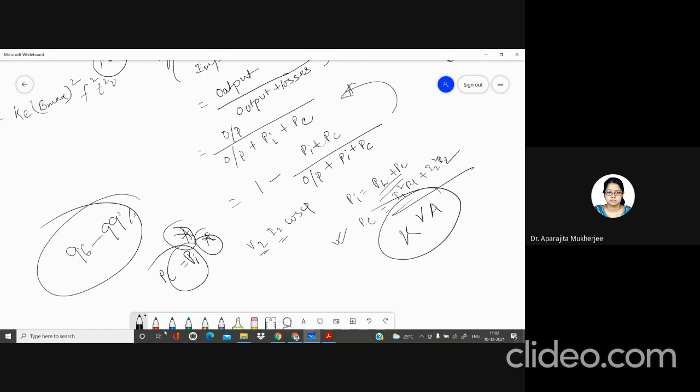Now, there is another term, that is all day efficiency. All day means there will be a term for energy, so 24 hours will be considered, and energy means kilowatt hour. Whatever output we are getting in 24 hours, and whatever input we are giving for 24 hours, for that reason the all day efficiency will be there.